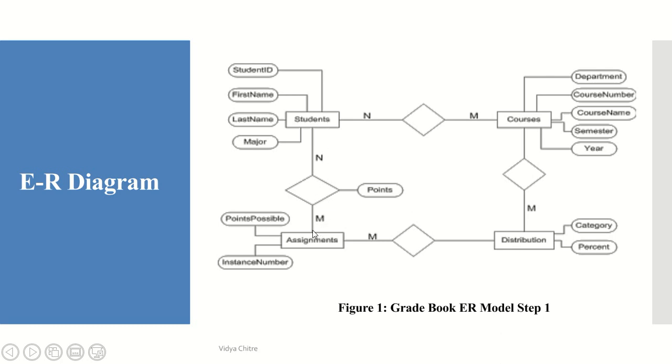Now, n number of assignments will be there, and they will be distributed. Each assignment will have only one percentage, so a many-to-one relation is there. Whereas for one course there will be many distributions and many different assignments and quizzes, so a one-to-many relation is there.